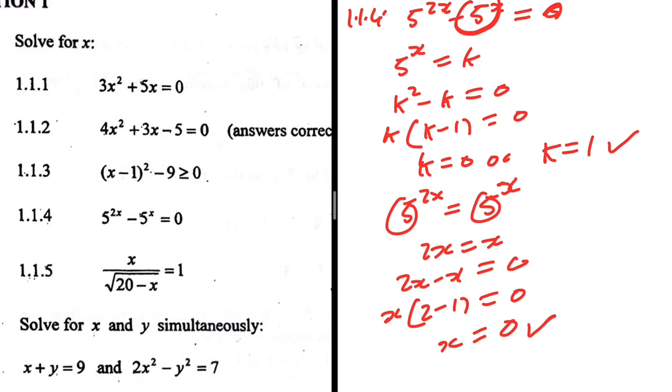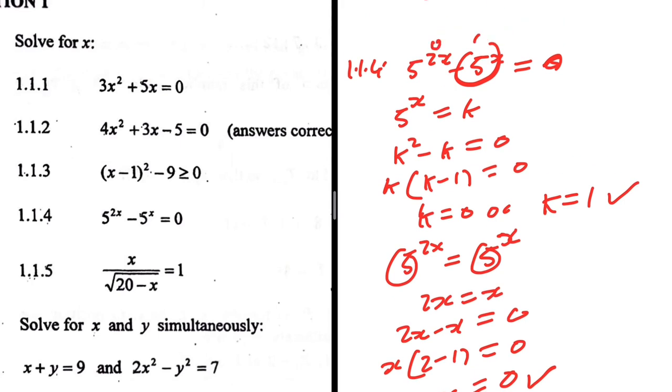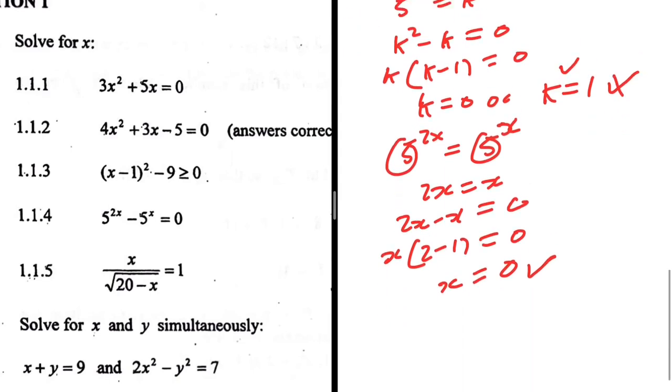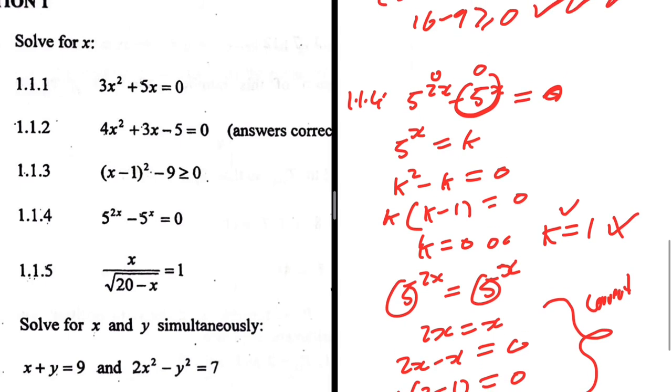So let's go ahead and see what makes sense. If x is 0, we have 5 to the power 0 minus 5 to the power 0, which is going to be 0. 1 minus 1 is 0. And then if we substitute k is equal to 1, we're going to have 5 to the power 2 minus 5. And 5 to the power 2 is 25. So we have 25 minus 5, which is 20 and not 0. So this seems to not work. So let's go ahead and apply this idea instead. This is correct. x is equal to 0 is part of our solution.